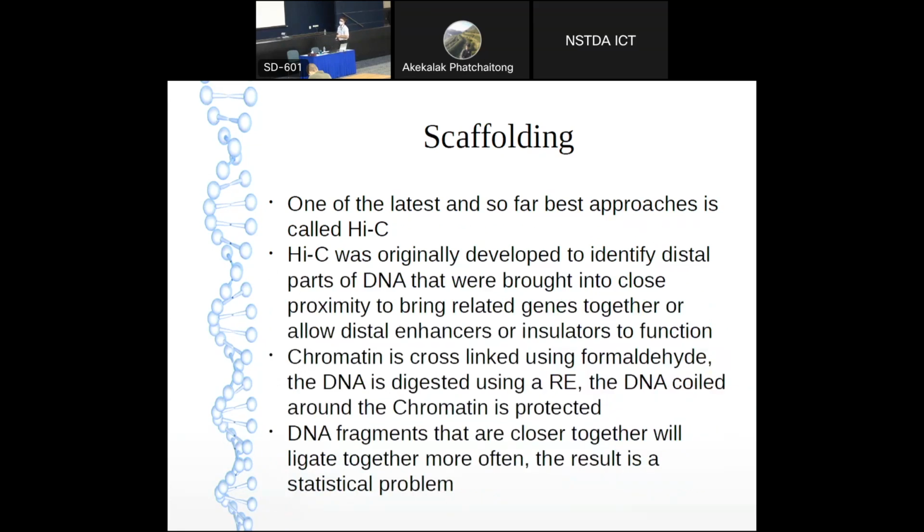So Hi-C was originally developed to identify distal parts of DNA that are brought into close proximity to bring related genes together or to allow distal enhancers or insulators to function. The way this process works is chromatin is cross-linked using formaldehyde, and then the DNA is digested using a restriction enzyme. The DNA around the coiled chromatin is protected, and DNA fragments that are closer together will ligate together more often, which results in a statistical problem.